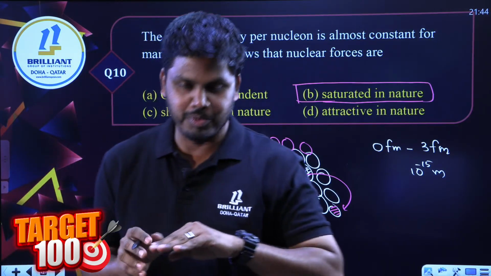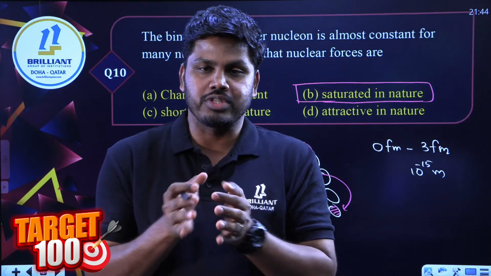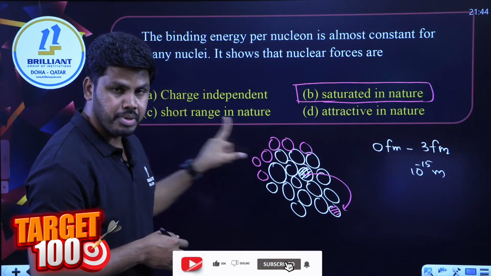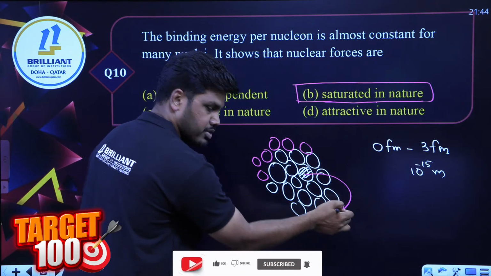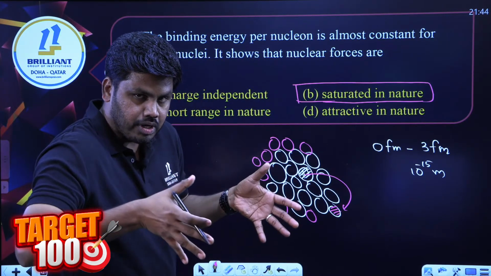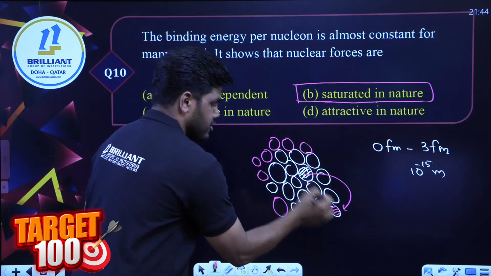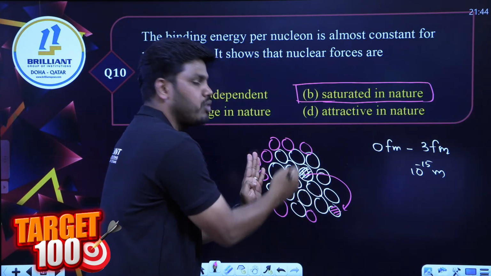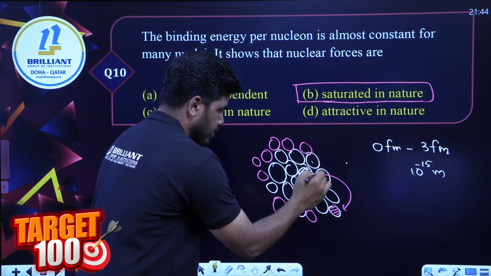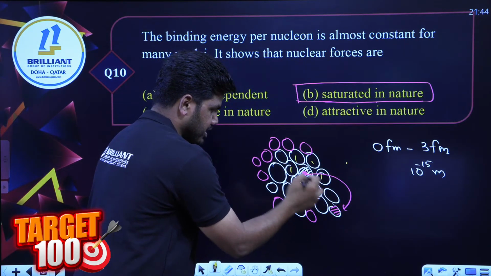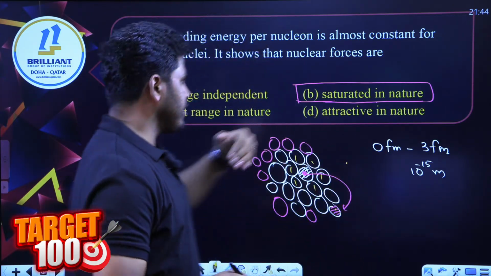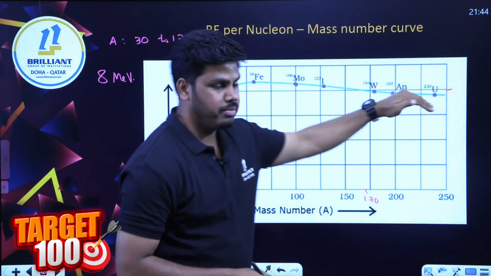Therefore, binding energy also remains a constant. The nuclear force attains a saturation. Why does it attain a saturation? Because of this short range behavior. Since it is a very short range force, even if you add more and more nucleons into the nucleus, or go to a higher mass number, the interaction between the nucleons is limited to the neighboring ones. So this nucleon can interact only with the surrounding ones. It cannot interact with this one because it is far away, more than 3 FM. So it will be saturated. Since nuclear force is saturated, binding energy also will be saturated.